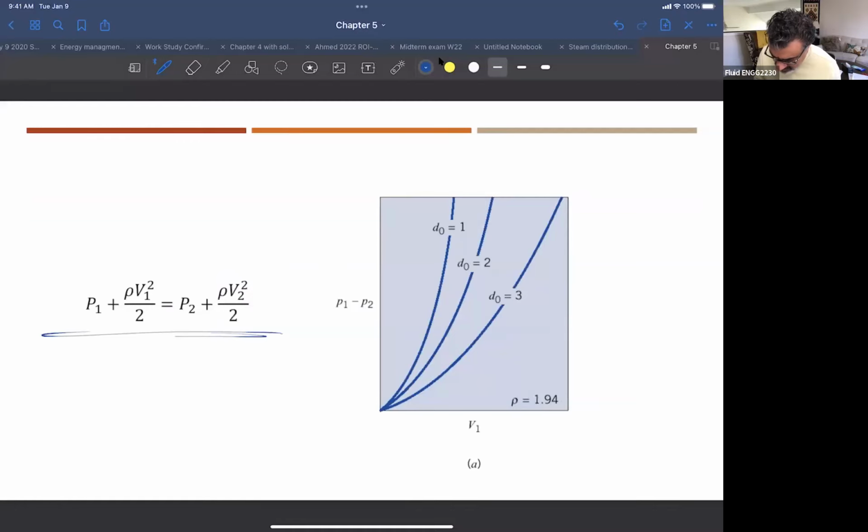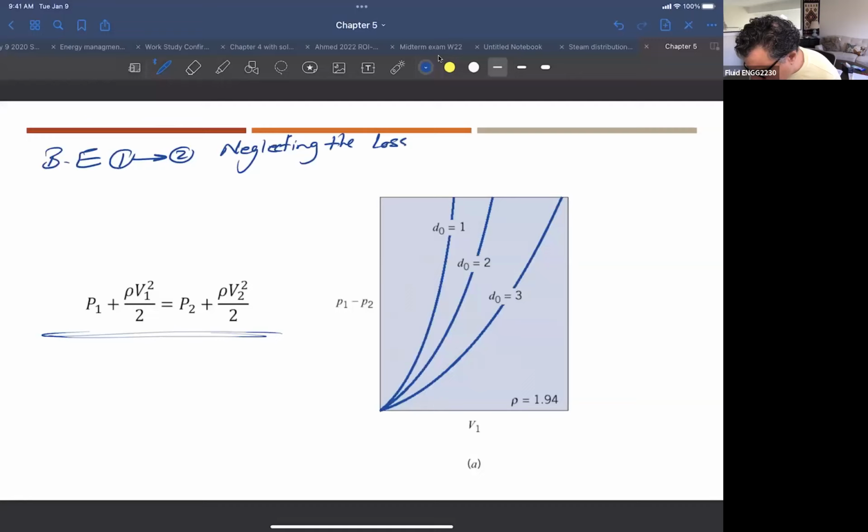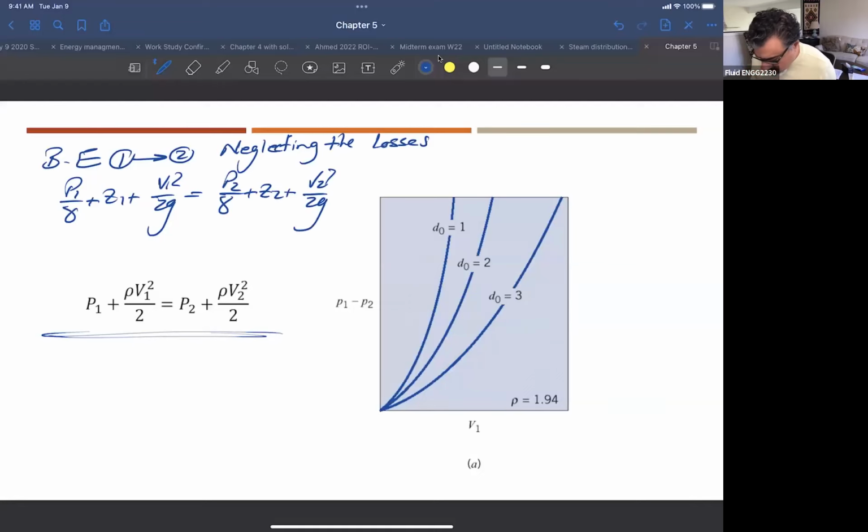Of course, this is a very simple analytical equation for that. And this is our Bernoulli equation between 1 and 2, neglecting the losses, let's say. So now I have P1 over gamma plus Z1 plus V1 squared over 2g equal P2 over gamma plus Z2 plus V2 squared over 2g, right?